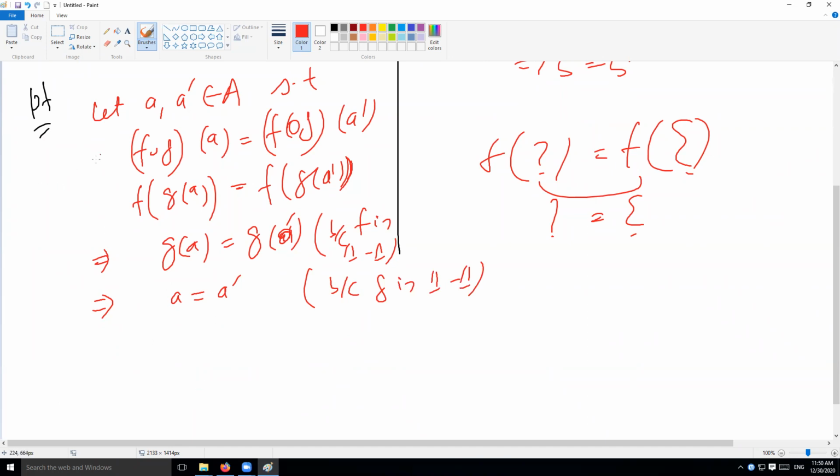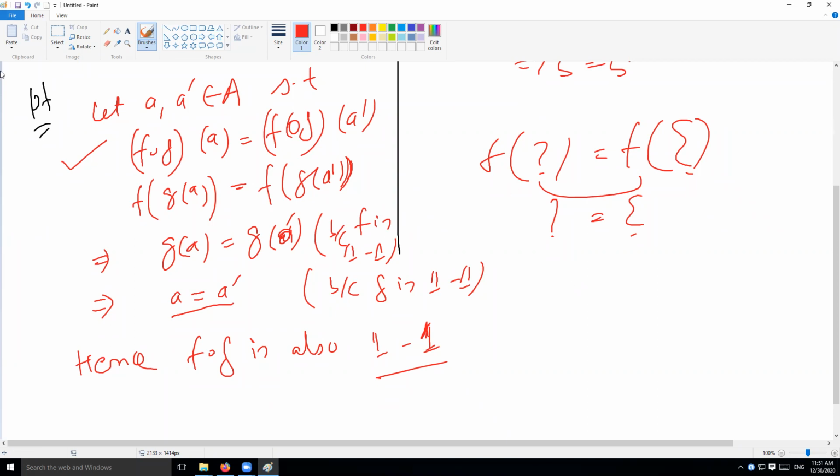So where did I start from? I started from F composition G of A equal to F composition G of A prime. Then from the property that F is 1-1 and G is 1-1, I proved that A is equal to A prime. So what does this show? This shows that F composition G is also 1-1. That's precisely what you needed to show. Okay? Yes, sir.